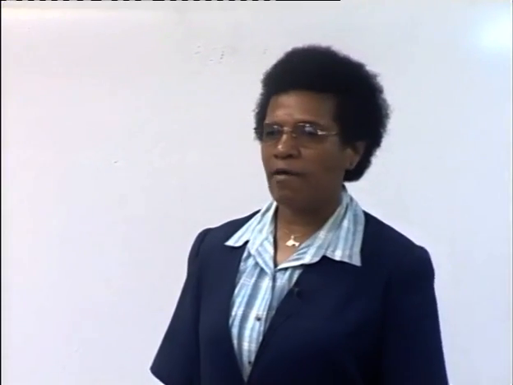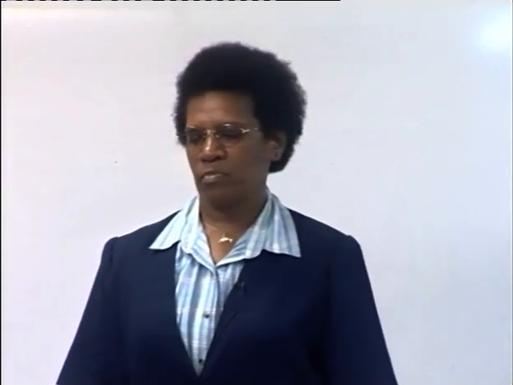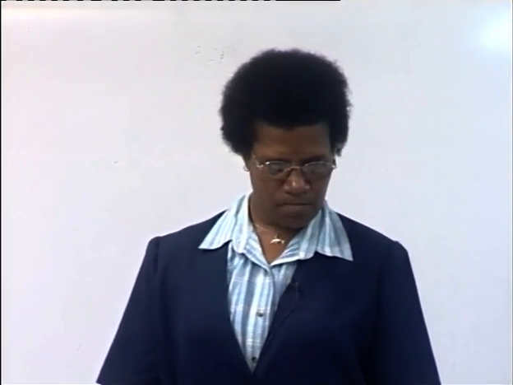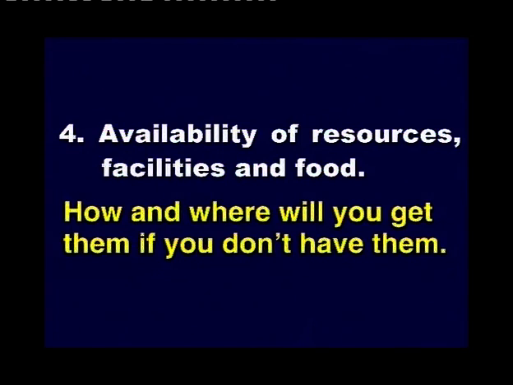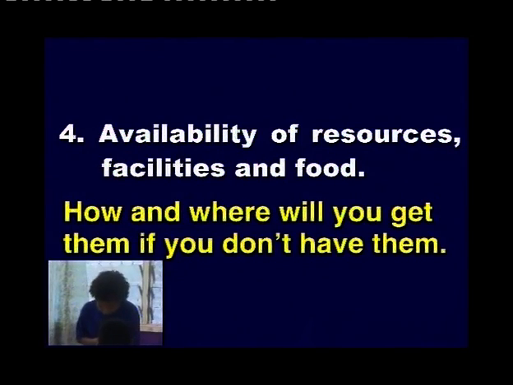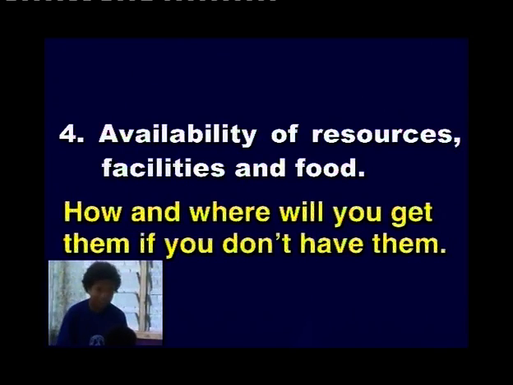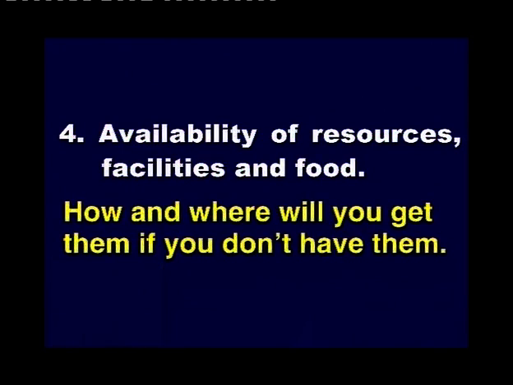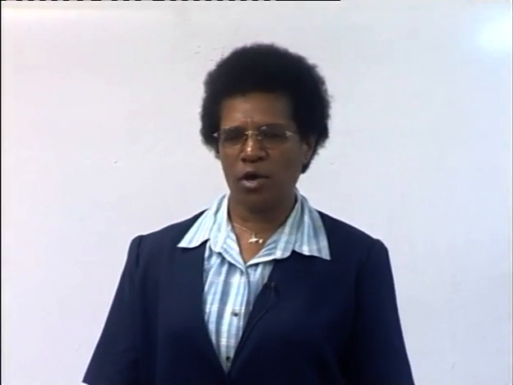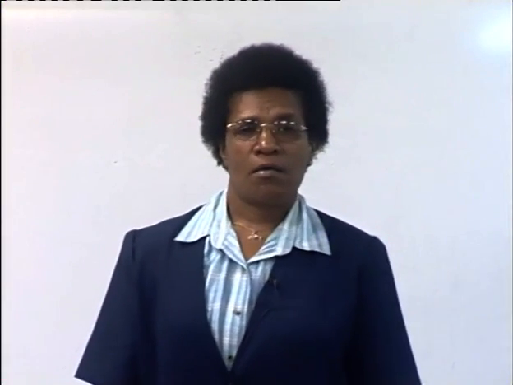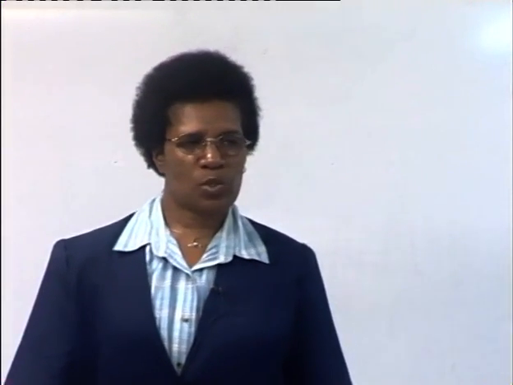Now we also have the fourth one. If I can have Nanadai tell us what our fourth factor is. Availability of resources, facilities, and food. How many and where will you get them if you don't have them? Very good, thank you. You have to make sure the resources and facilities you need are available. If they are not there, you start thinking of where you have to get them in order to prepare that meal. Hayano, what is the last factor to consider?